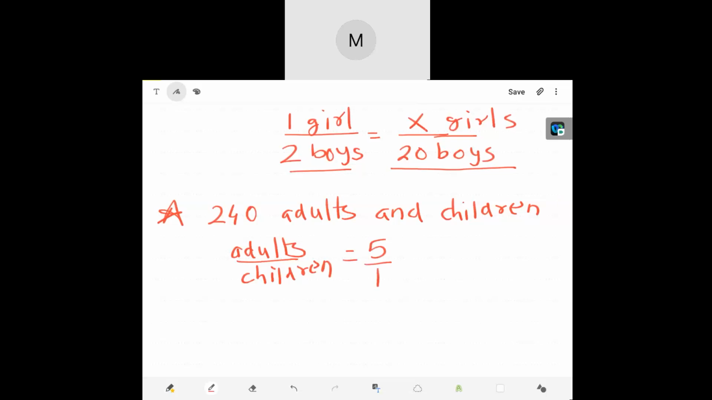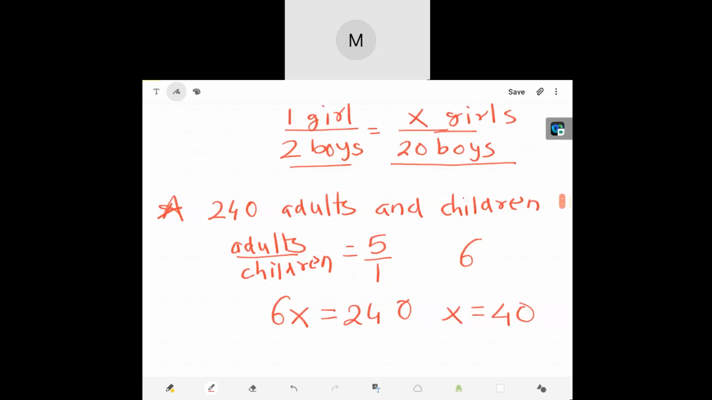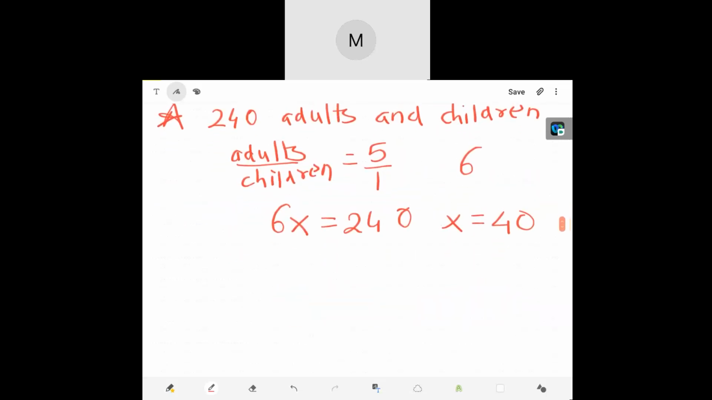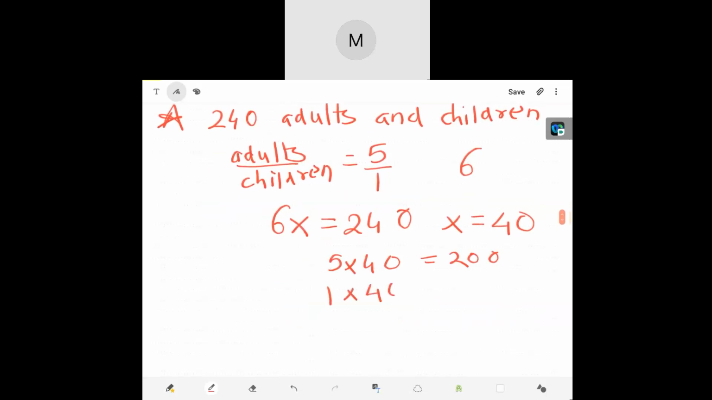Now that tells me that there is a total of 6 here. 5 and 1 makes the total of 6. So there is a factor of 6 here. So what I'll say is that the total is 6 times x, because we don't know what the factor is, equals 240, which means x is 40. So they're using a factor of 40 here. When they're using a factor of 40, that tells me that there were 5 times 40, or 200 adults, and 1 times 40, or 40 children. So it's as simple as that.